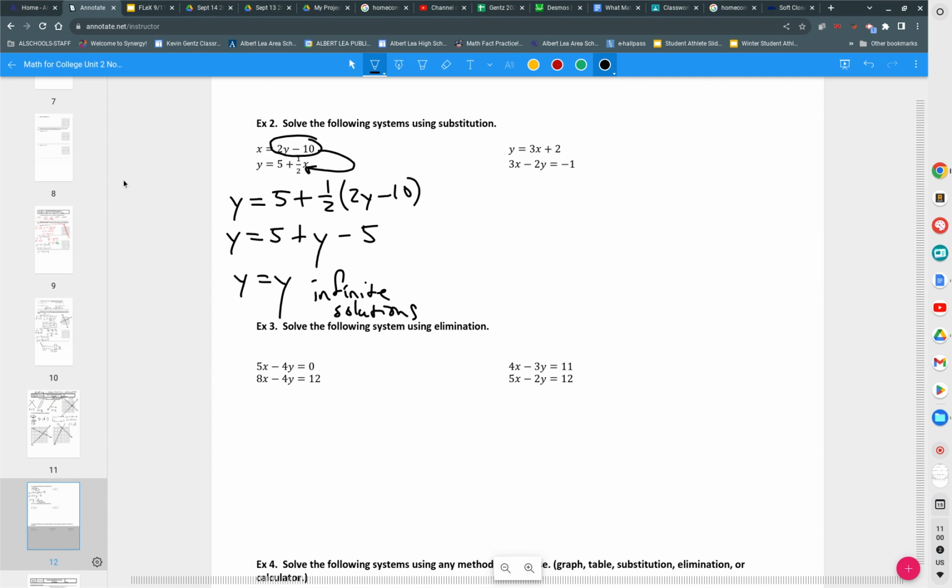For the next one, you could take 3x plus 2, that's what y is equal to, and you drop it in for y. And so we get 3x minus 2 times 3x plus 2 is equal to -1.